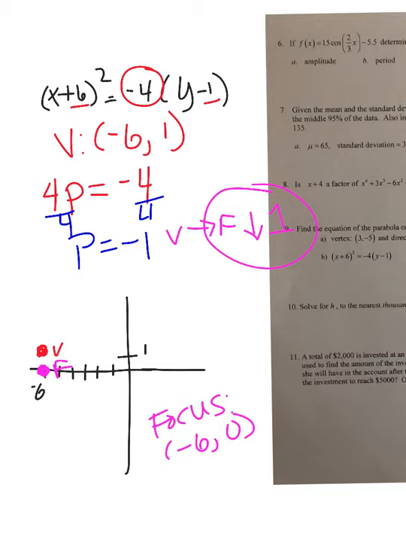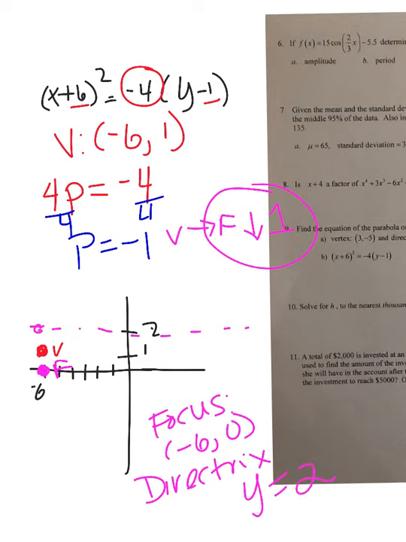Your directrix is in the other direction. Your directrix then is up 1, because remember, your vertex has to be right smack in between. So your directrix has to be up here. So the directrix is y equals 2. And it has to be y equals.